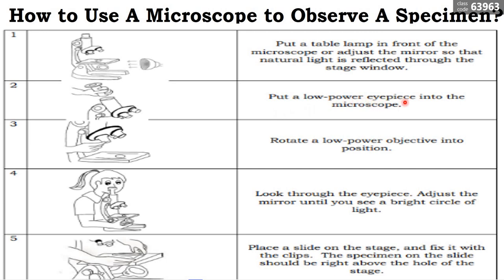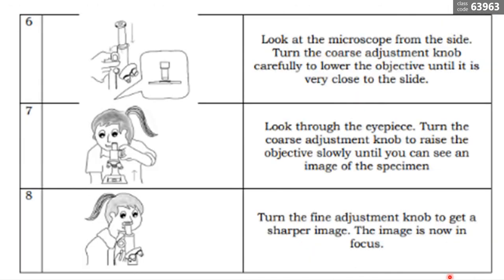Put the low power eyepiece into the microscope. Okay, that's it. Rotate the low power objective into position. Do this. And look through the eyepiece, adjust the mirror until you see a bright circle of light. Then, place a slide on the stage and fix it with the clips. The specimen on the slide should be right above the hole of the stage, this one, or the aperture.